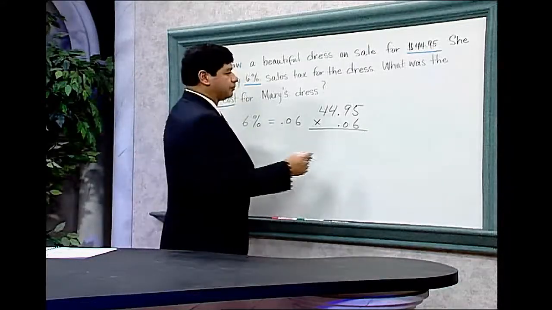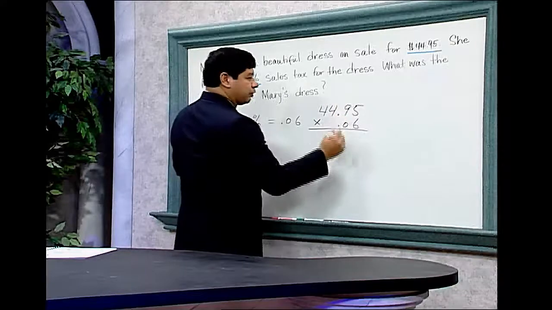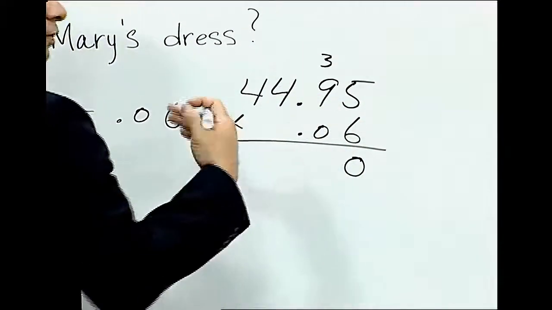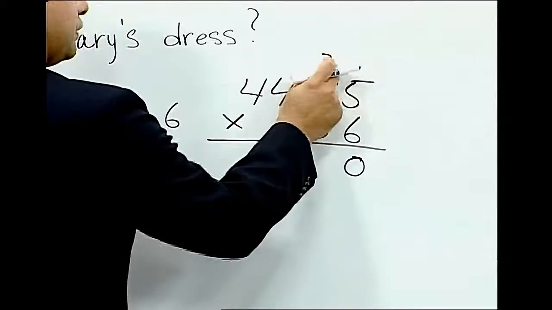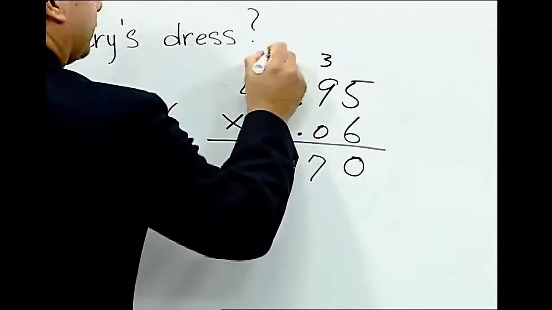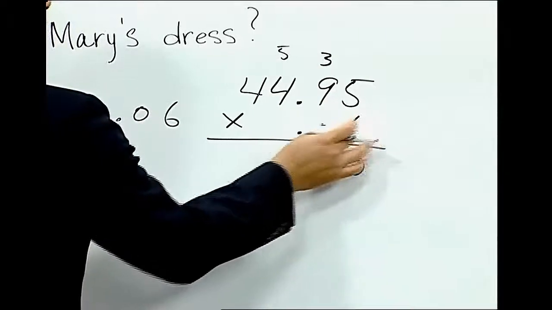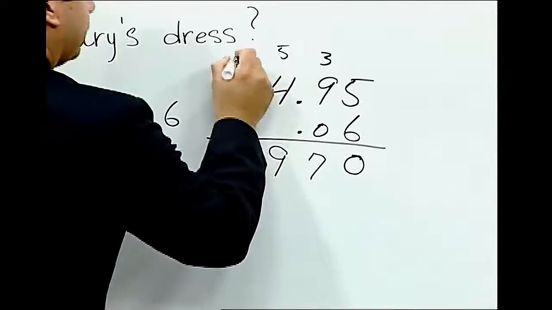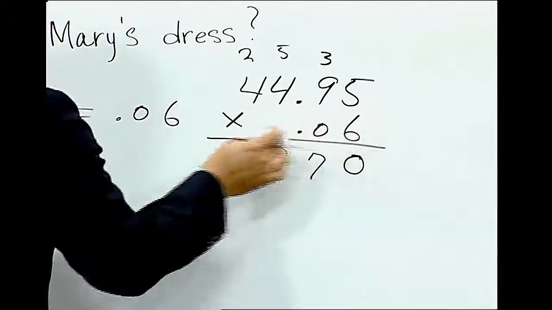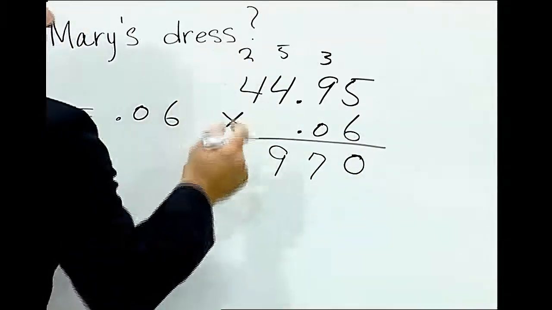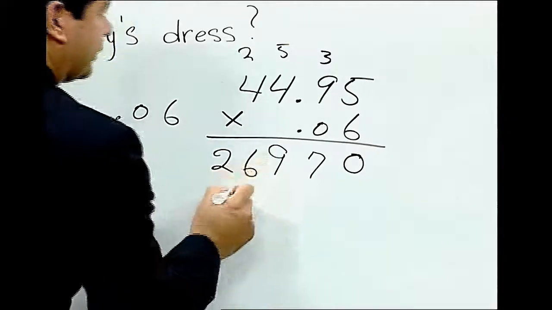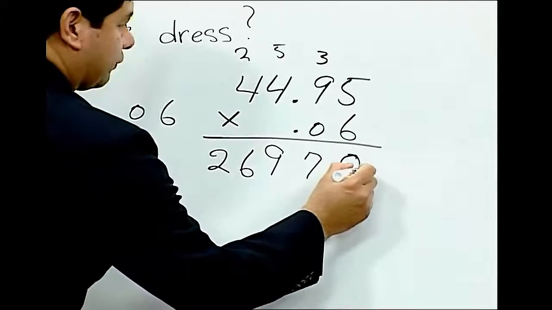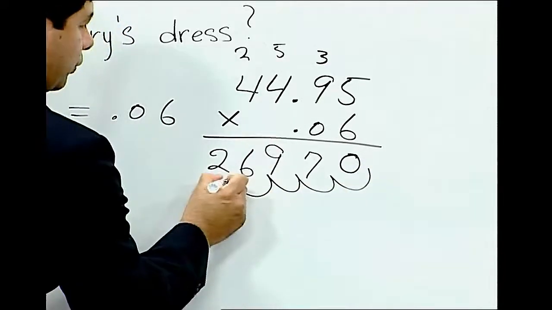We just need to multiply. 6 times 5 is 30. 0, add the 3. 6 times 9, 54, 55, 56, 57. Add the 7, carry the 5. 6 times 4 is 24, plus 5 is 29. Add the 9, carry the 2. 6 times 4 is 24, 25, 26. 26. We have 4 decimals, so let's move our decimal point 4 places over to the left. 1, 2, 3, 4.